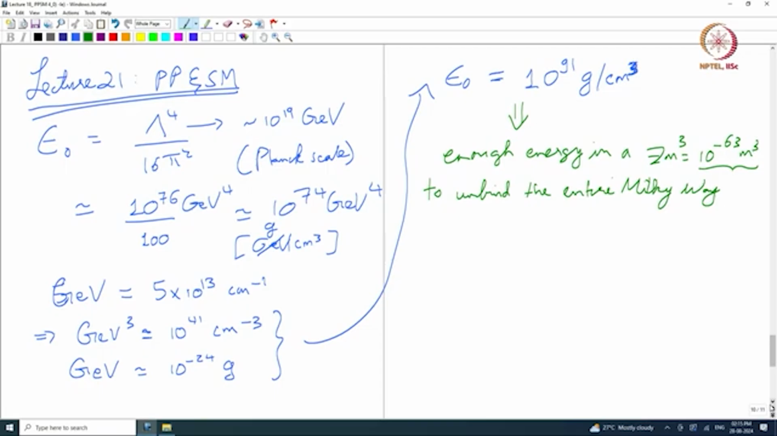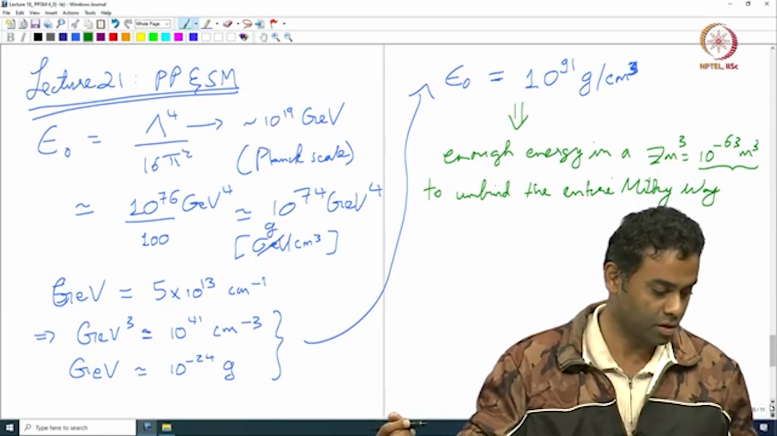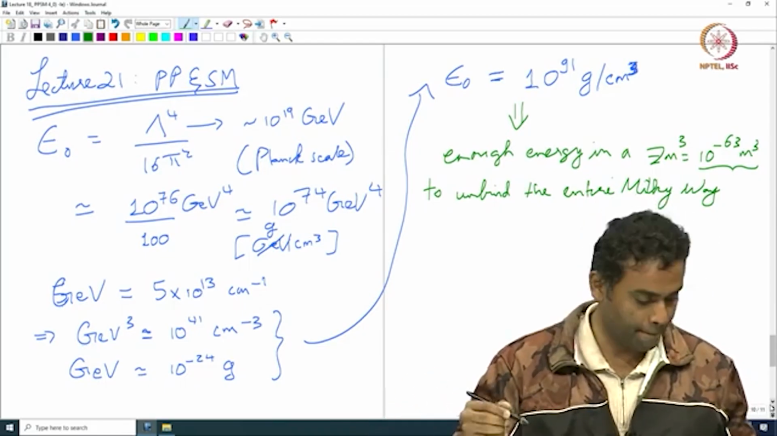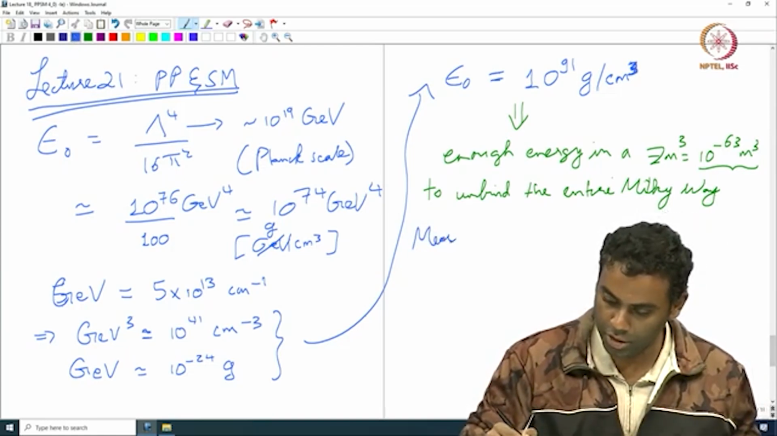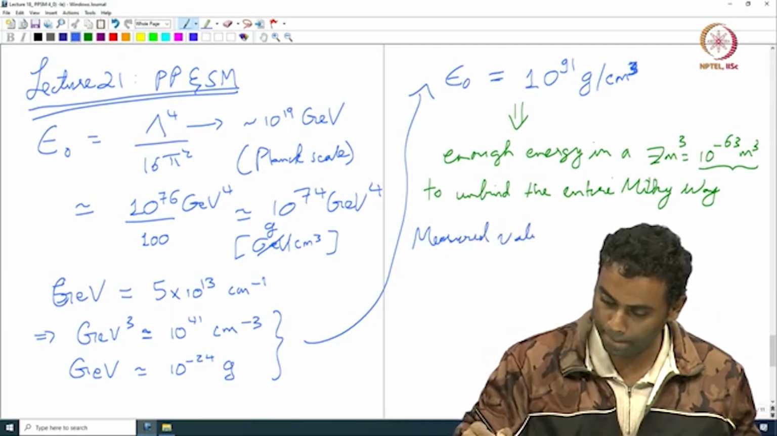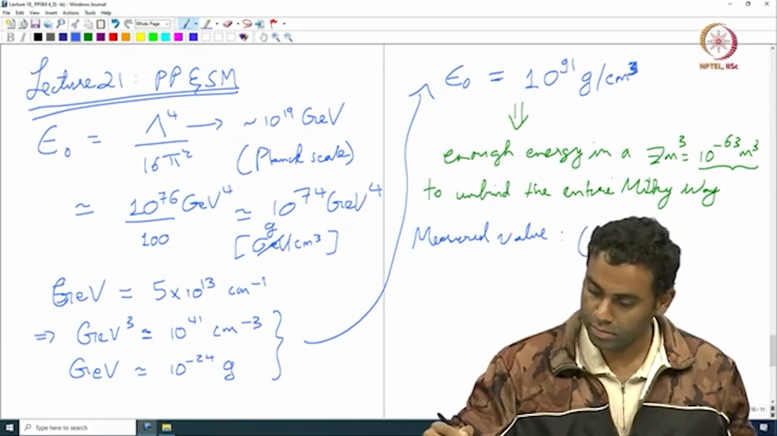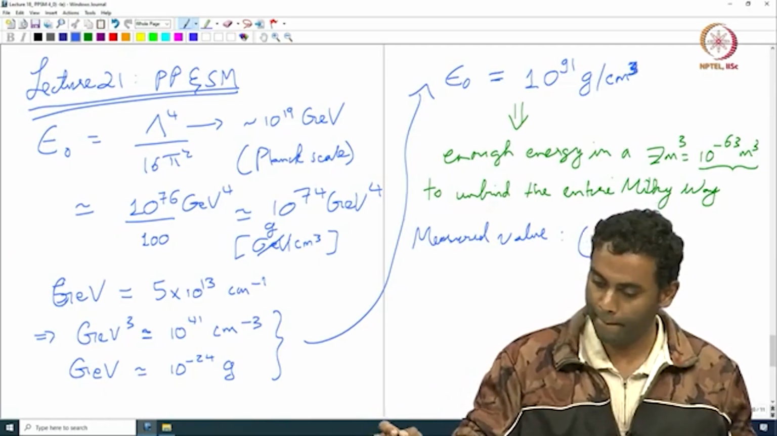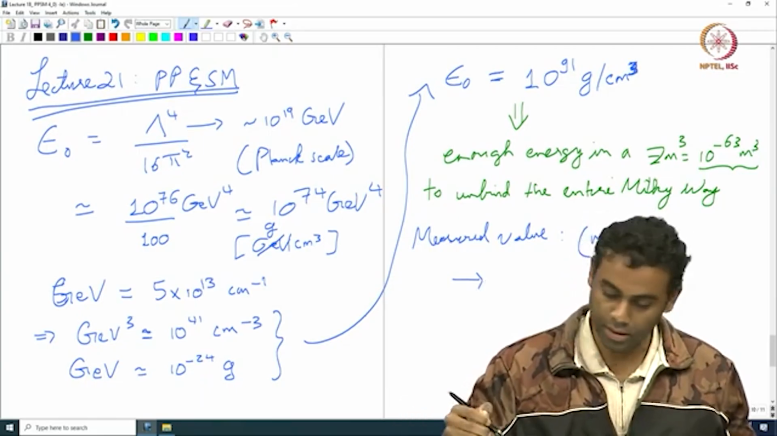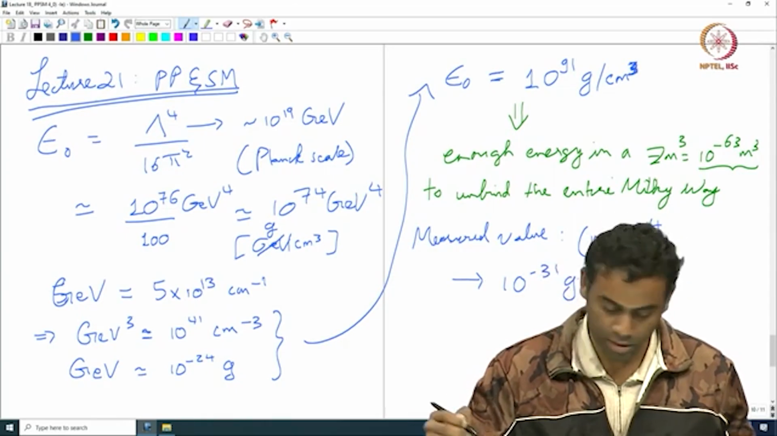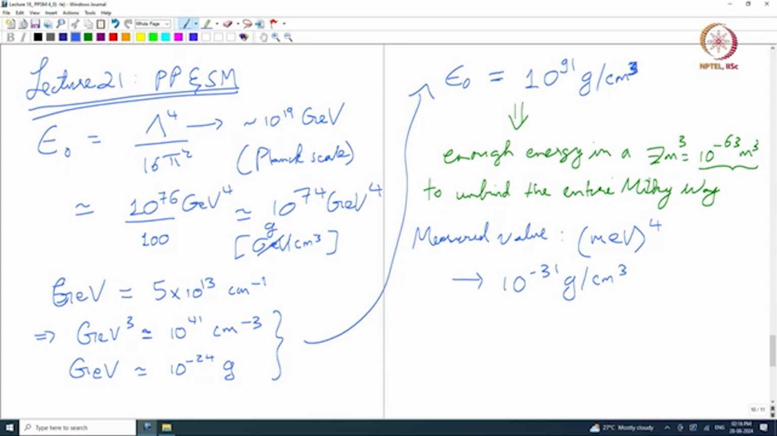So let me tell you what the measurement is, let me tell you what that number is, and then let me give you the physical meaning of this number. Alright? The measured value turns out to be meV to the fourth, where m is milli, okay, and in our units it is just 10 power minus 31 grams per centimeter cube.